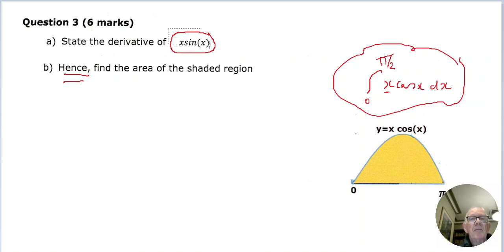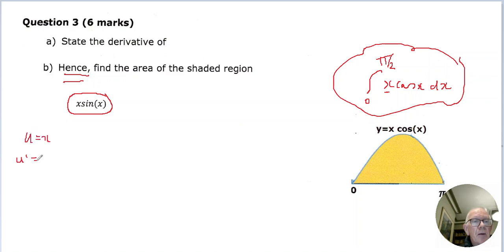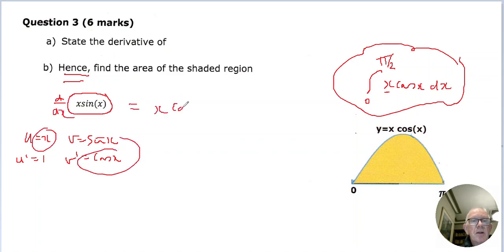So that's why I've been given this to be able to work with. Okay, so let's do that. If I'm going to take this derivative, it's a product rule. So u equals x, so u dash equals 1, and v equals the sine of x, which means v dash equals the cos of x. So d dx of x sine of x will be this times this, x cos of x, plus this times this, which is sine of x. That's part A done.